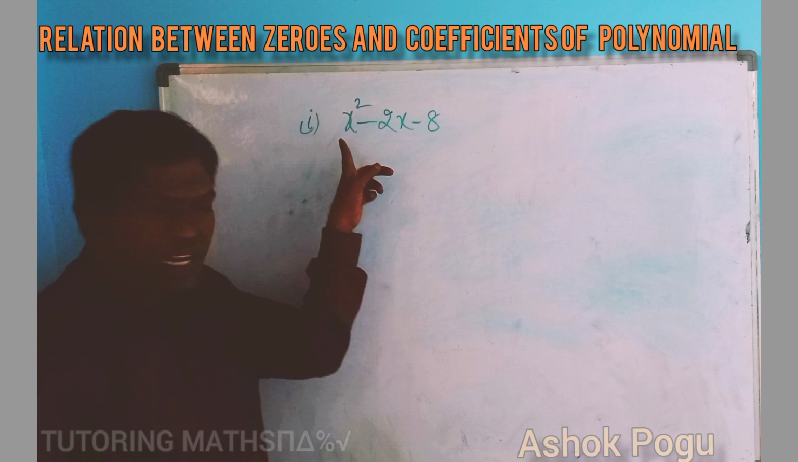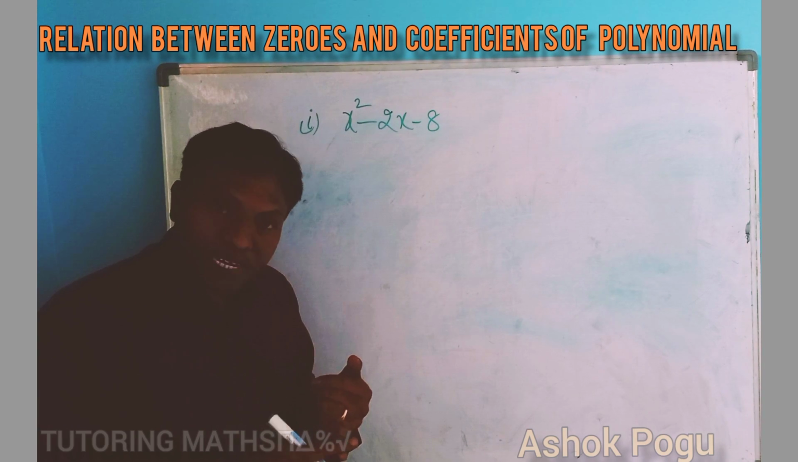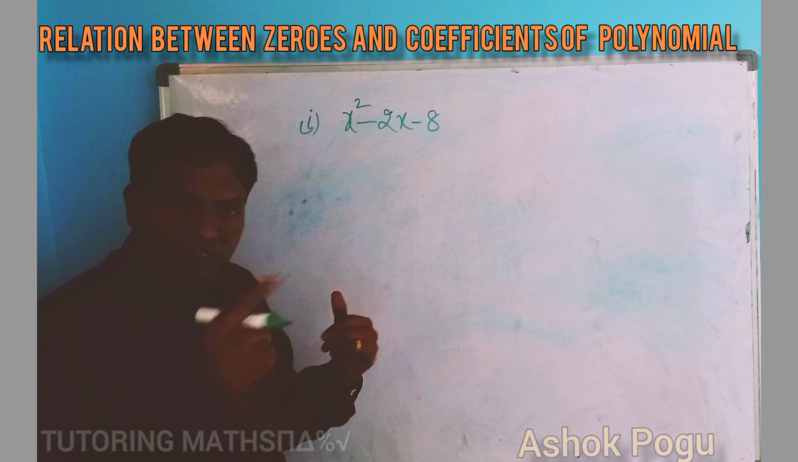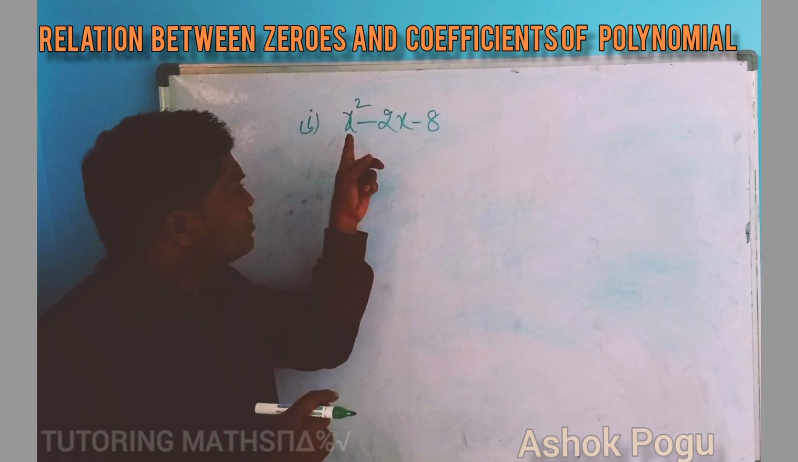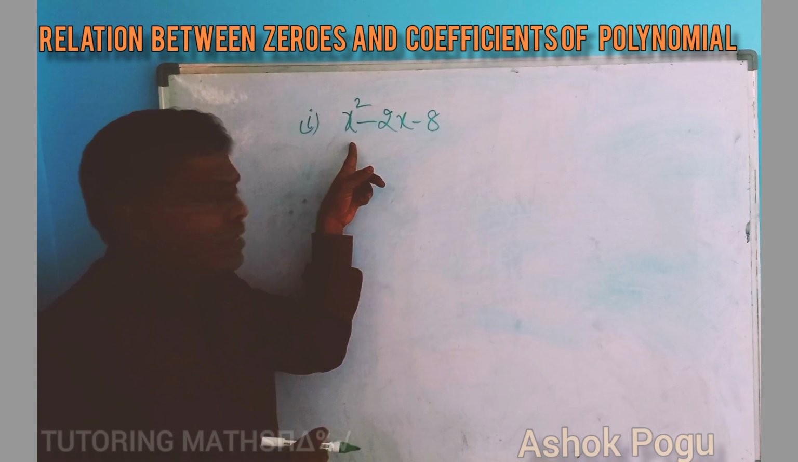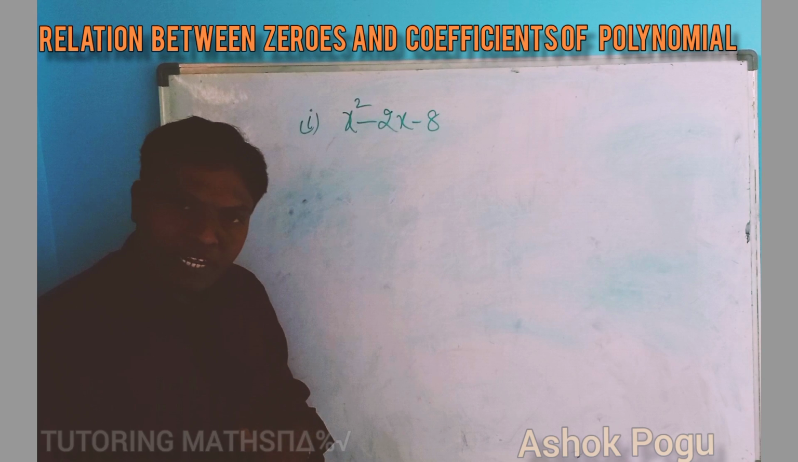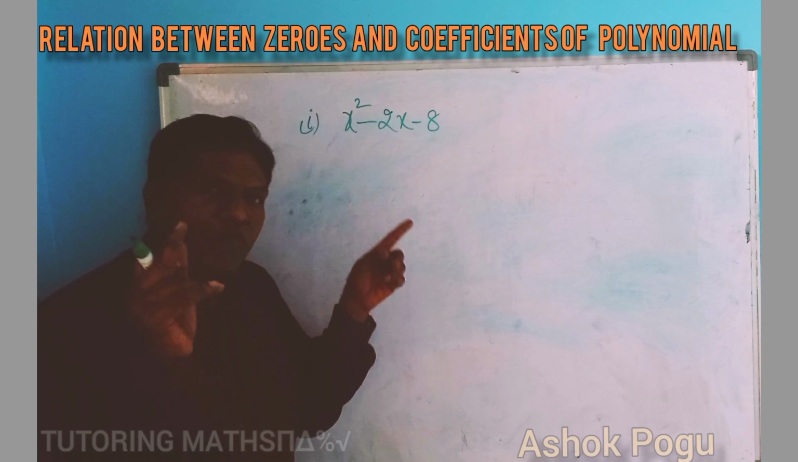Let me explain an exercise problem. One example problem has been discussed by us just now. Now let's go directly to an exercise problem. We have the polynomial x square minus 2x minus 8. This is the quadratic polynomial. Now first of all, find the zeros.